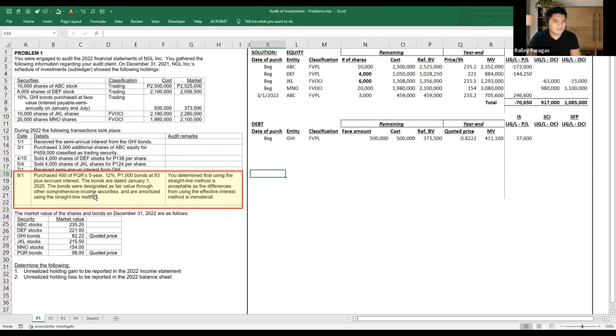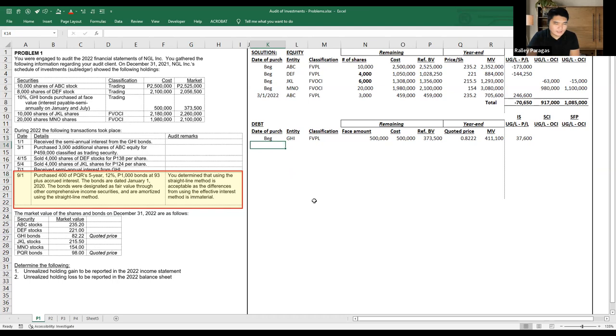Again, binasa na natin ito kanina. Sabi natin, nag-amortize yung company using the straight line method, pero ikaw as the auditor, you've determined that the straight line method is acceptable kasi immaterial lang naman yung differences niyan between what the standard is requiring, which is the effective interest method, versus the straight line method. So okay lang, acceptable. Kapag sinabi ng auditor na acceptable, well and good. Okay. Mag straight line method of amortization tayo.